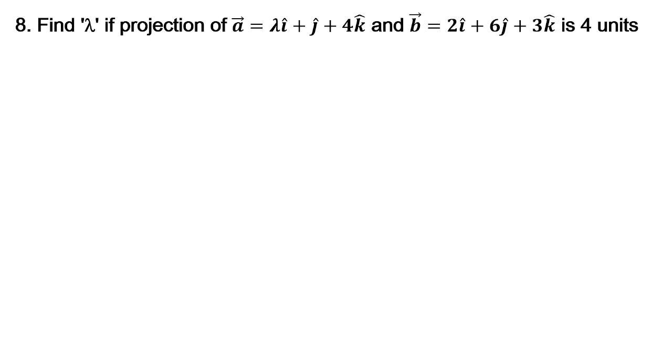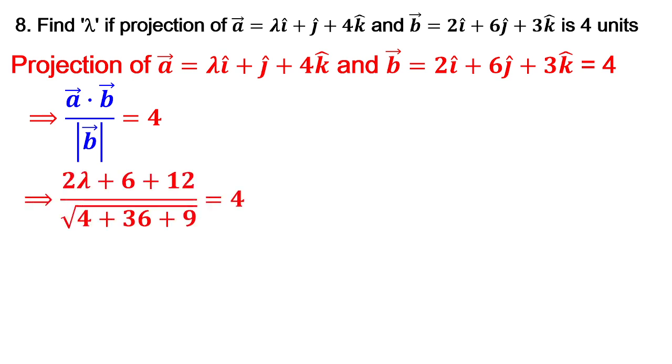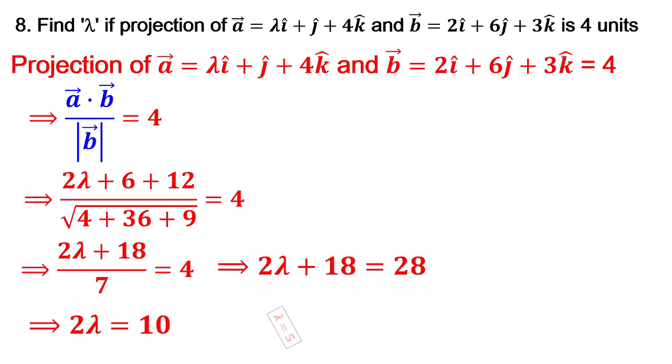We have to find the lambda if the projection is given as 4 units. Recollect the formula for projection. Projection is A dot B by magnitude of B. I am finding A dot B and dividing by magnitude of B. I am equating. I am getting the lambda value as 5.